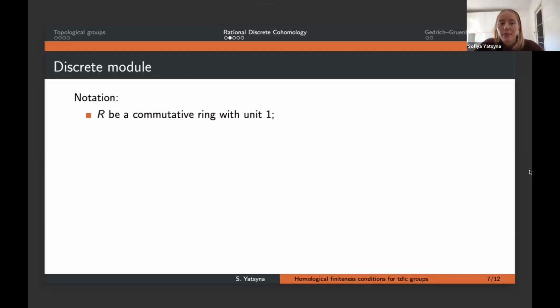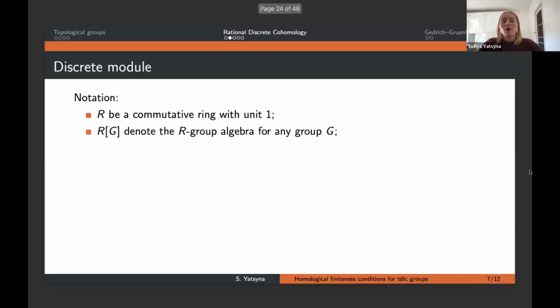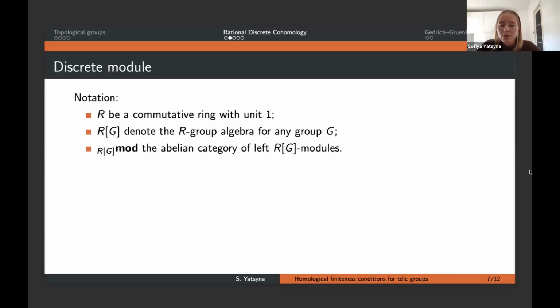Yes. So what do I need to define this larger group cohomology? First, let's start with some notation. R is our commutative ring with unit. RG is the group algebra for any group G. And RG-mod is the abelian category of left RG-modules. This is the notation I'll be using throughout.